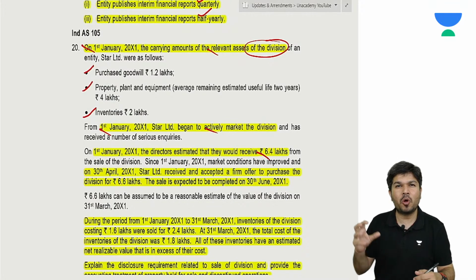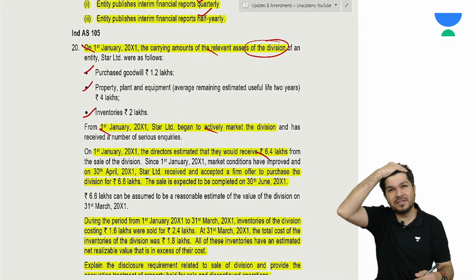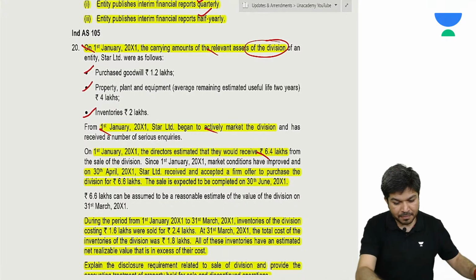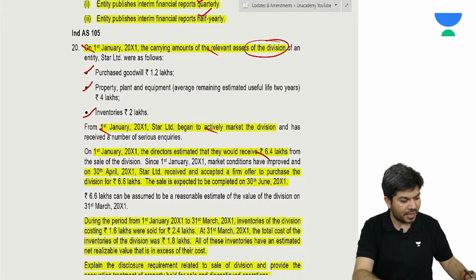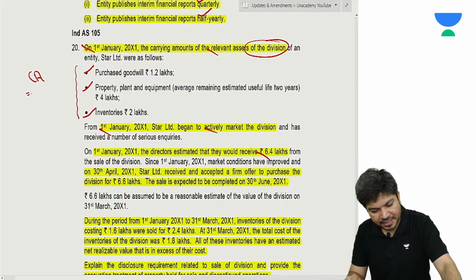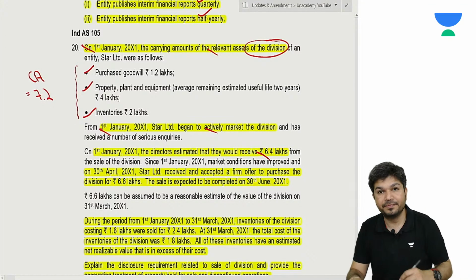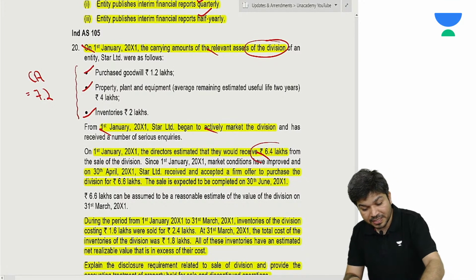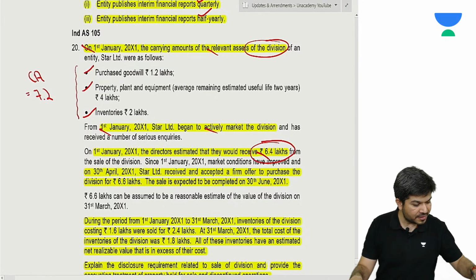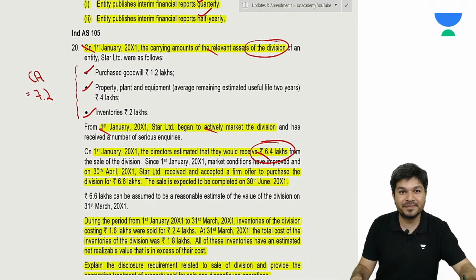And if you just remember, we have a non-current asset or a disposal group held for sale. If a disposal group is held for sale, it will be valued at carrying amount or fair value less cost to sell, whichever is lower. The carrying amount of the disposal group is 1.2 plus 4 plus 2. Are you getting 7.2 carrying amount? Carrying amount is 7.2 and fair value less cost to sell is 6.4. So can I say there's a loss coming of 0.8?